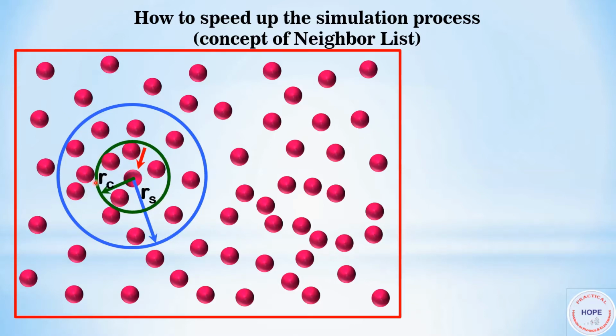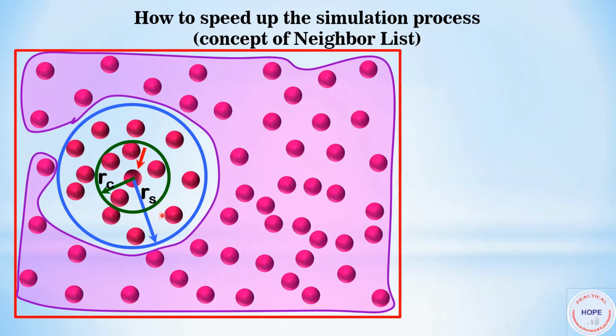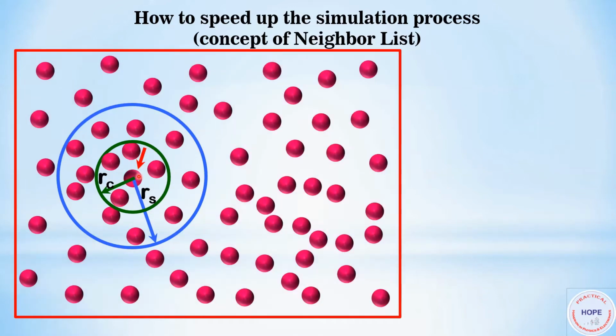For a fixed number of iterations, say 100, the neighbor list will remain the same. After 100 iterations, we'll have to change the neighbor list again, because particles keep on moving and the neighbor list will change with time. While fixing the neighbor list for 100 iterations, we have to make sure that particles outside the blue circle may enter the blue circle, but they should not enter the green circle, so that they will never be able to interact with the central particle for the next 100 iterations. Similarly, we have to define the neighbor list for all the particles in the simulation box.